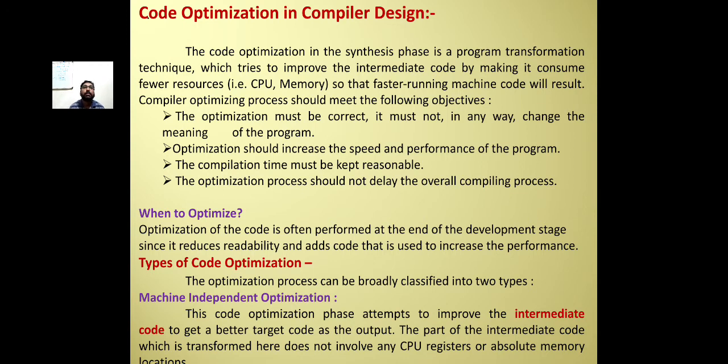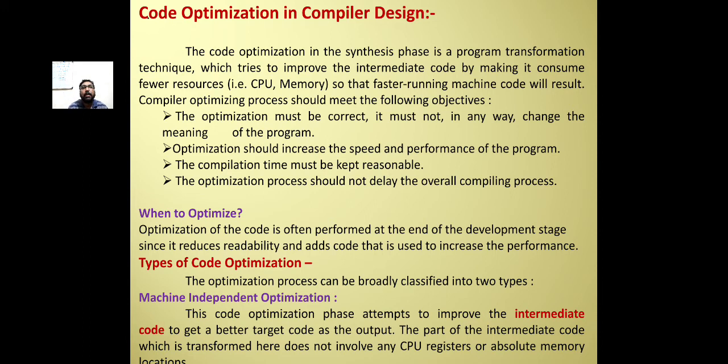The compiler optimization process should meet the following objectives. The optimization must be correct. It must not in any way change the meaning of the program. Optimization should increase the speed and performance of the program. The compilation time must be kept reasonable. The optimization process should not delay the overall compiling process.